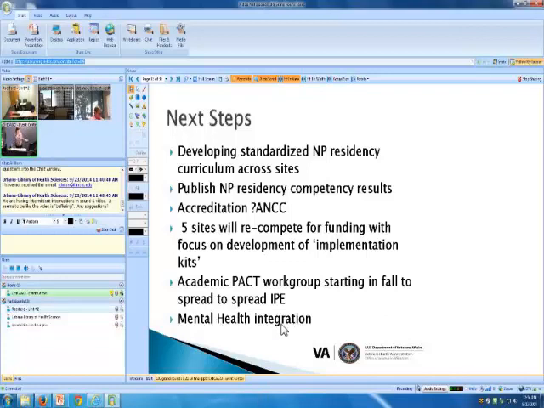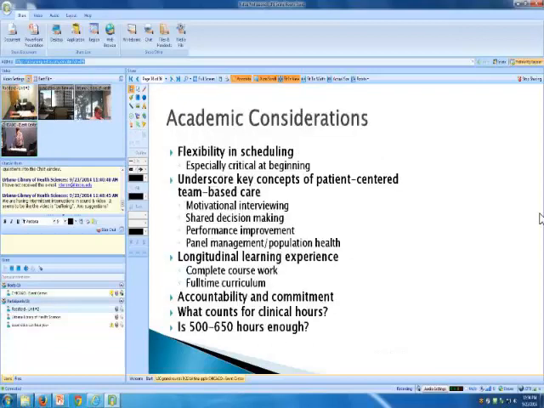And then we're also going to work on integrating mental health into the sites. So some things for the consideration of the academic setting is certainly flexibility in scheduling. And it's especially crucial, I think, at the very beginning when the cohort comes together. I don't think we're ever going to change physician training, and they are the largest number, and they come in July. When does everybody else come? Not usually July 1. So we have to have some flexibility in scheduling and to really get immersed into the clinic. And I think then they can kind of go away.